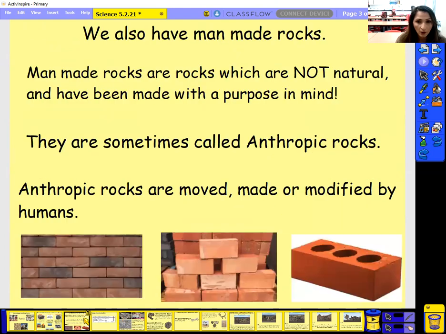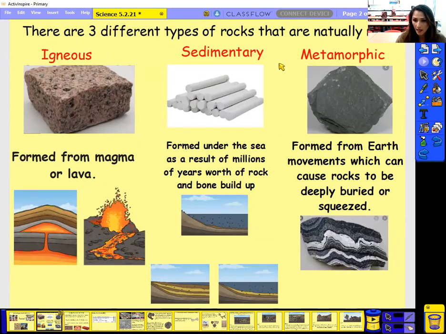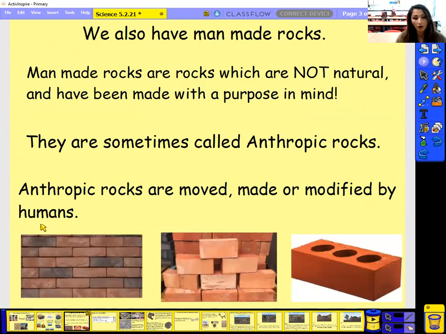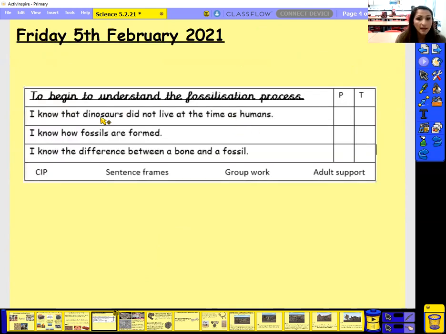We also had a look at man-made rocks, so anthropic rocks, like concrete and brick, which are man-made. Okay, so remember these 3 are naturally made over millions and millions of years, and anthropic rocks are rocks that are made by us, man-made, and they only take a certain process that needs to be done to make them. So, like I was saying, we're going to begin to understand the fossilization process.